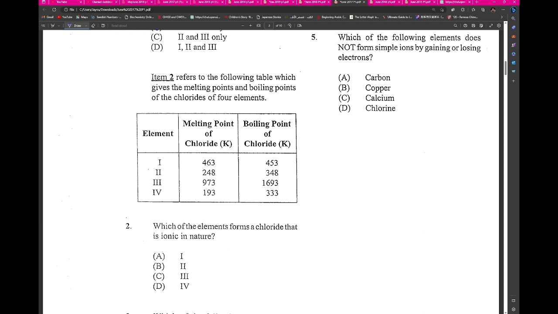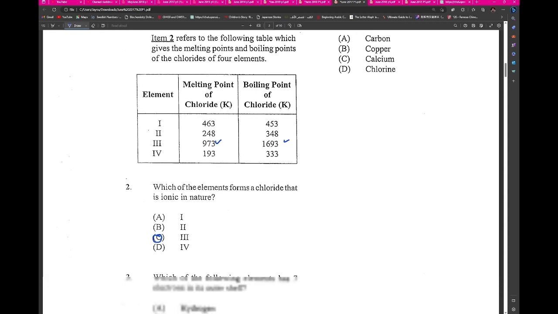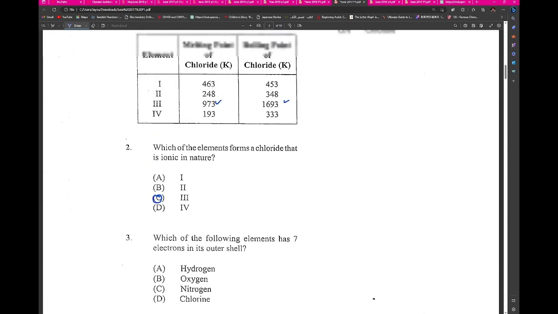The melting point of the chloride. The chloride of 4 elements that is ionic in nature would have a high melting point and high boiling point, right? I think this is sufficient. Doesn't sodium chloride, an ionic compound, lower the boiling point? Oh no, it's not that you lower the boiling point. It boils faster. Okay, let's just look at this.